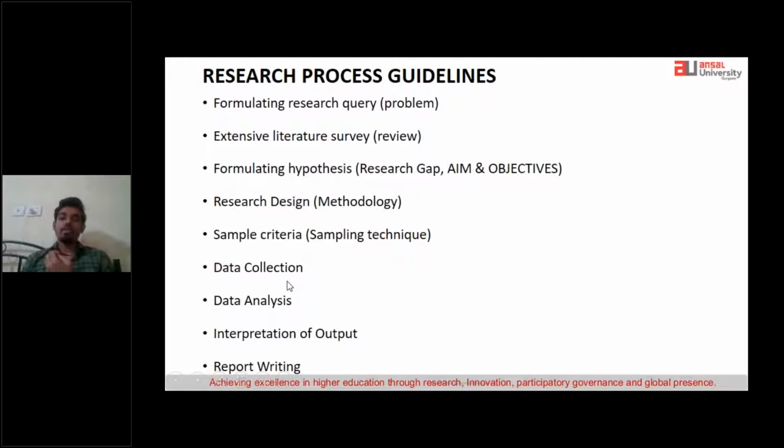From the literature survey you will come to know, and you will formulate your hypothesis, which is your research gap. Your research gap is what you will try to fulfill in your further research, and that becomes the aim and objective of your research. The aim and objective is nothing but the research gap which you try to fulfill using your research. Then based on the research gap, you design your methodology, which is your research design.